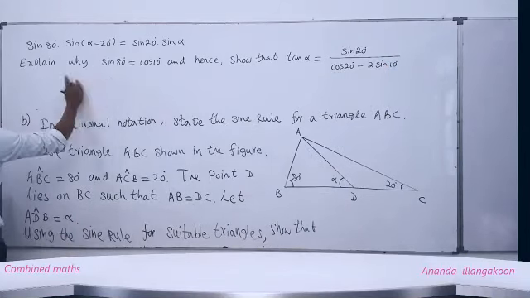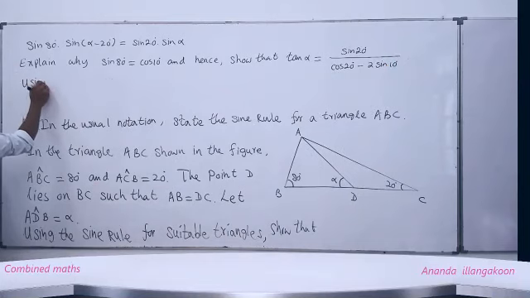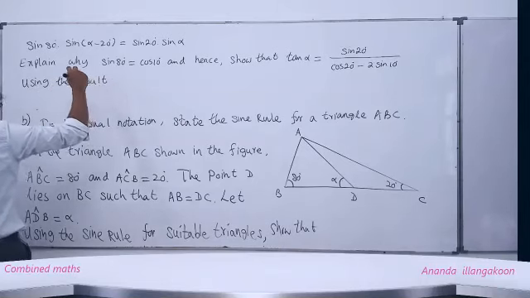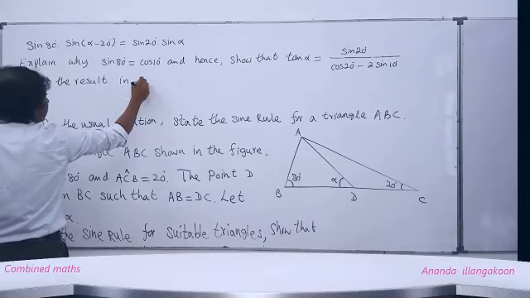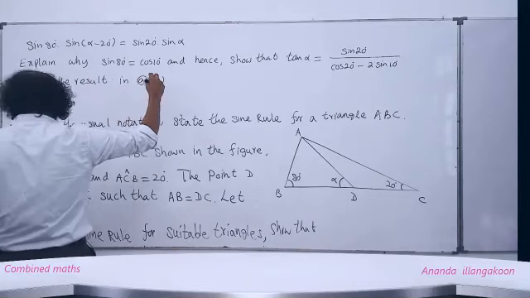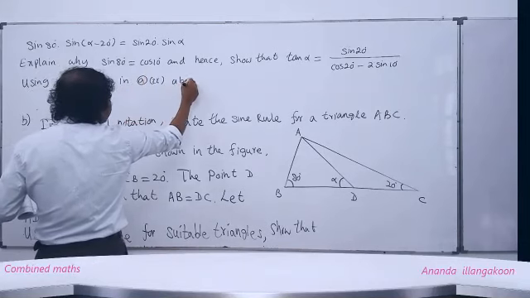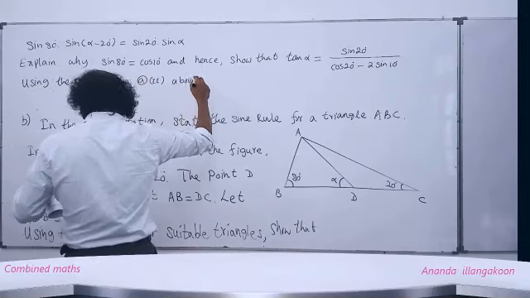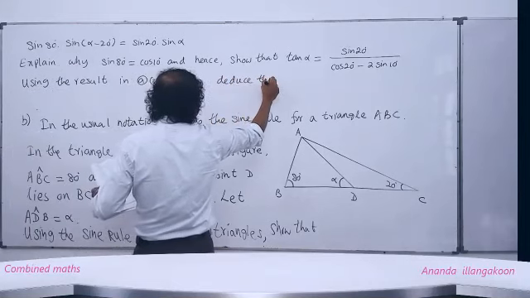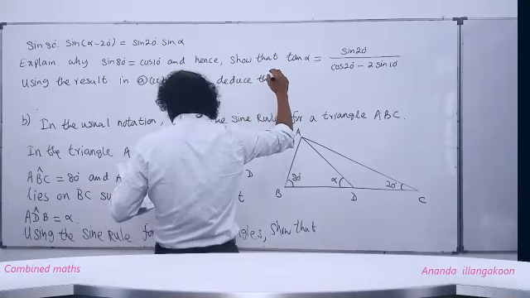Next one. Using the result in part 2 above, deduce that alpha equals 30.